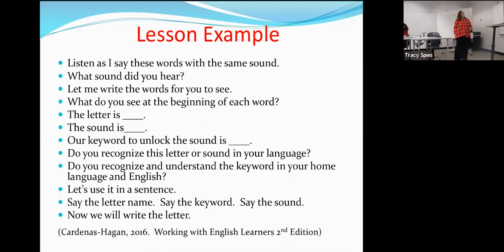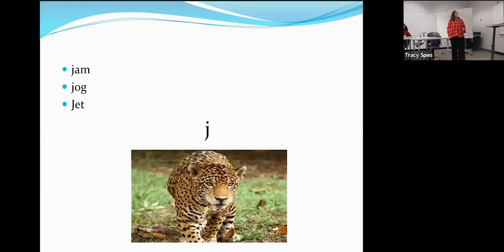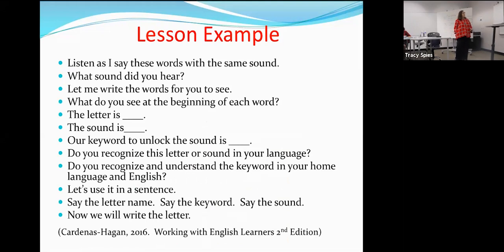Very good. Say the name of the letter. Yay. Say the key word. Say the sound. Very good. Now we're going to write the letter.